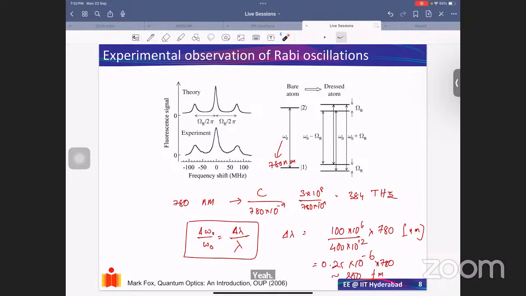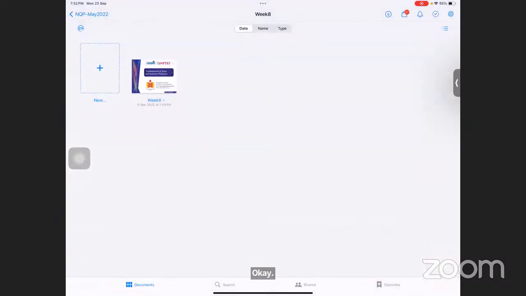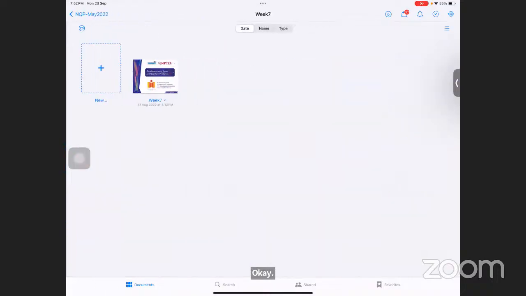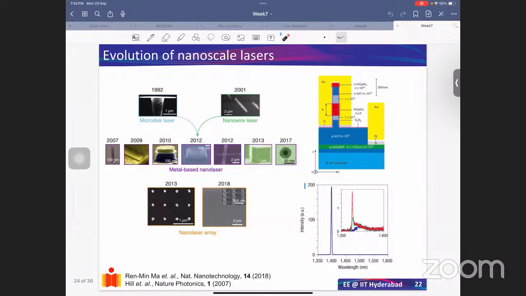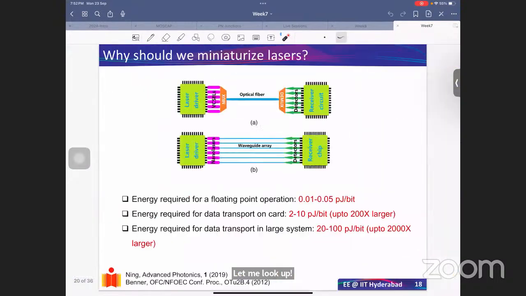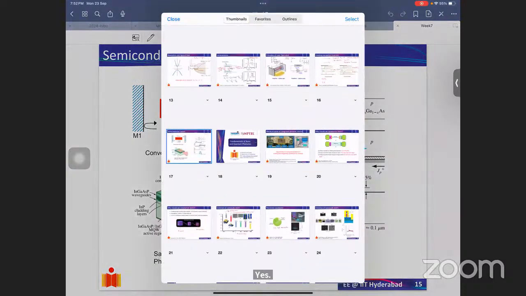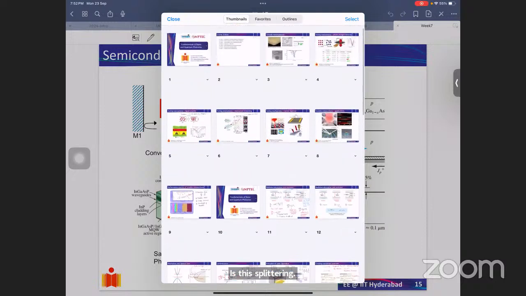Sir, I was having one doubt about this split ring resonator. Can you explain it once more? Let me look it up. Is this the split ring resonator? Sir, week 6. Week 6. Okay, fine.